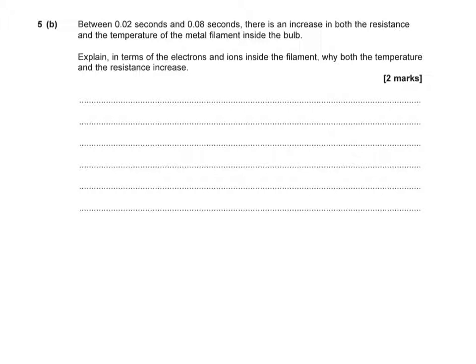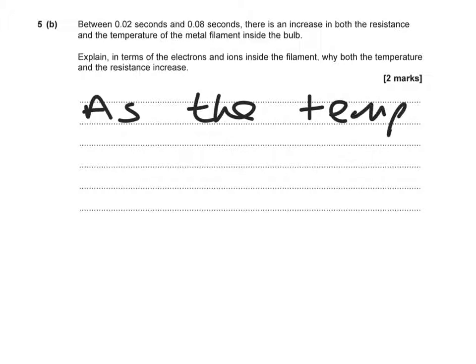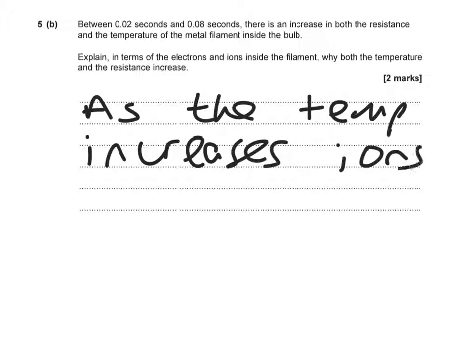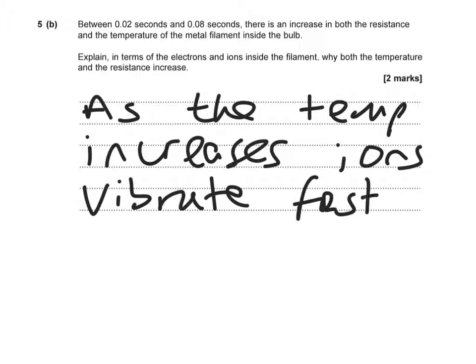In part B of the question, it says between 0.02 seconds and 0.08 seconds, there is an increase in both the resistance and the temperature of the metal filament inside the bulb. Explain in terms of the electrons and the ions inside the filament why both the temperature and resistance increases. So, the idea is as the temperature increases, ions vibrate faster. That's your first mark, because they begin to move around more because they've got more energy, so they vibrate faster.